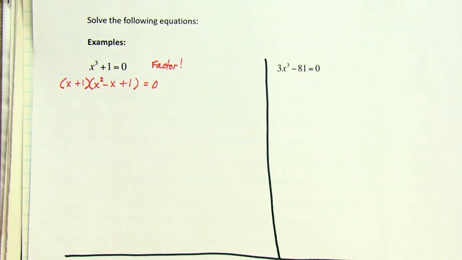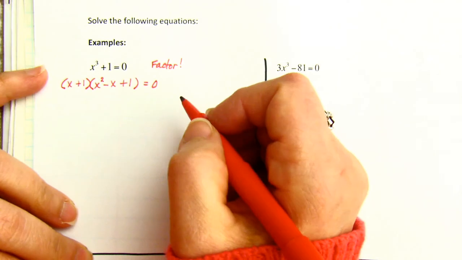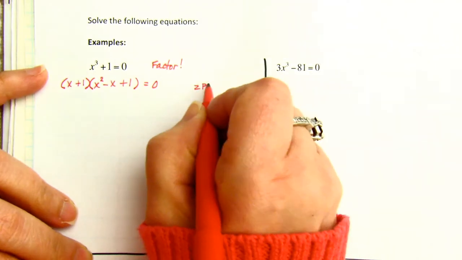You will be tempted to take the 1 over to the other side and then take the cube root. While that is a viable method, you lose sight of your imaginary solutions. And so please don't do that, because I'm going to want to see the imaginary roots. All right, so we did the factoring. Now we have to use ZPP.